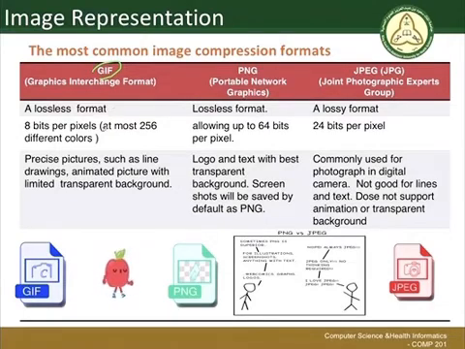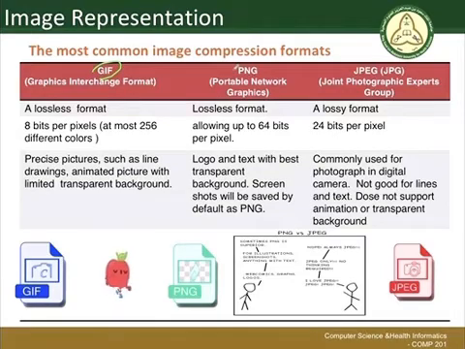8-bit per pixel, that means that the color range for the GIF is at most 256. GIF is used for precise pictures such as line drawings, and usually used with animated pictures. So if you see an animated picture like the one here, most likely it's going to be GIF. But you can see that the color range is not a lot compared to the other compression formats.